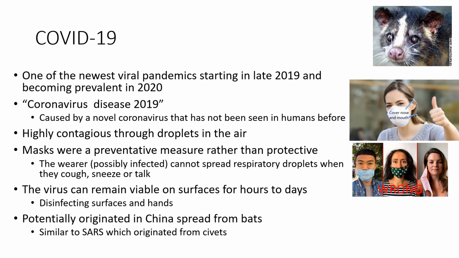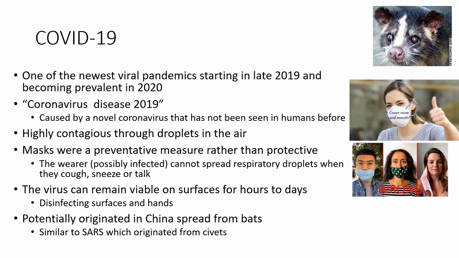So, COVID-19, it is one of the newest viral pandemics starting in the late 2019s and becoming prevalent in 2020. What this translates into is the coronavirus disease 2019. So that is what COVID-19 stands for. It is caused by a novel coronavirus, which is a particular type of virus. So there are like 300 plus types of coronaviruses. This is just one that was able to be transferred to humans.